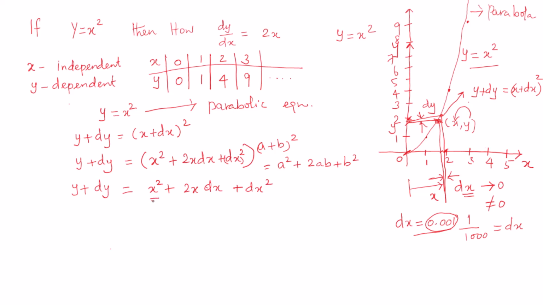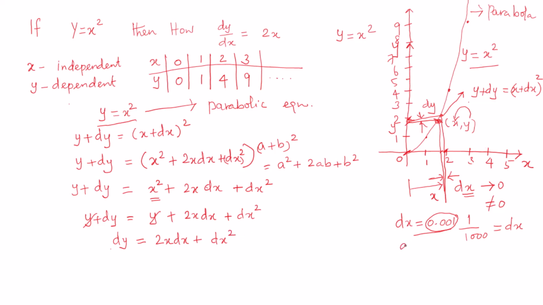So this x square will be equal to y, because y equal to x square, plus 2x dx plus dx square. On this side, y plus dy will be there. So this y and this y will be cancelled. So dy is equal to 2x dx plus dx square.